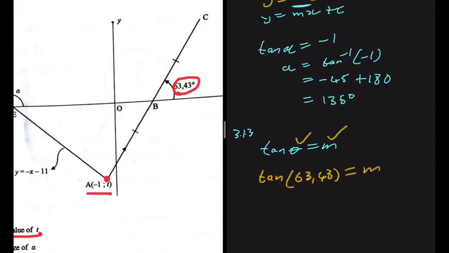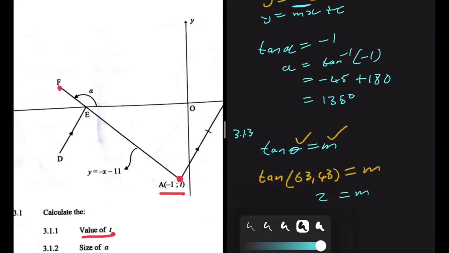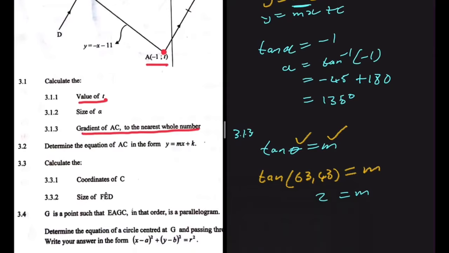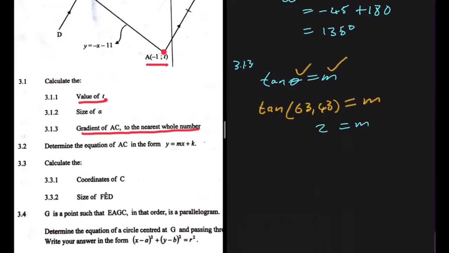So let me just go ahead and say tan of 63.43 is giving me 2, right? So our gradient seems to be 2. So m is equal to 2. That is 3.1.3. Yeah, I think up to so far there hasn't been anything that is so complicated. Let's see what the following questions say.